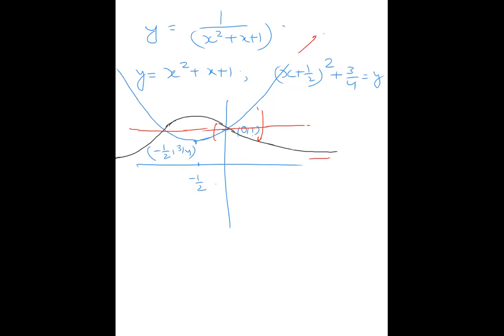This is the point minus half comma 4 by 3. This is the vertex. This is symmetrical about this line. I guess clear to everyone. Okay. Yes, sir. Right. Next.